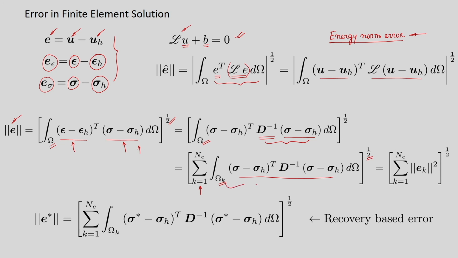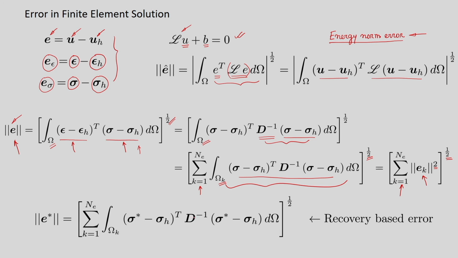So, now this term, this integral over each element, okay, the dot product of the error in strain and the error in stress integrated over the particular element, is basically the energy norm error in that particular element. So, we define it as e_k, okay. So, this is the energy norm error corresponding to the kth element, square of it, okay, and then as it is the sum over all the elements, we take the square root of that. So, that defines the energy norm error, okay, of the finite element solution in hand.